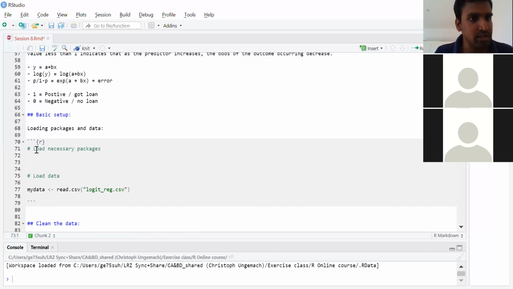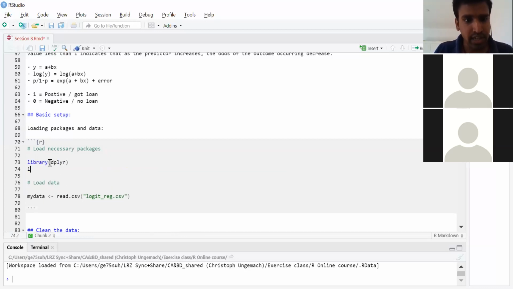I'm in the basic setup chunk at line number 70, and I am loading the necessary packages. We don't really need any special packages for logistic regression, since that comes from base R. However, for subsetting and manipulating data, we need the dplyr package. So we'll load the dplyr package.